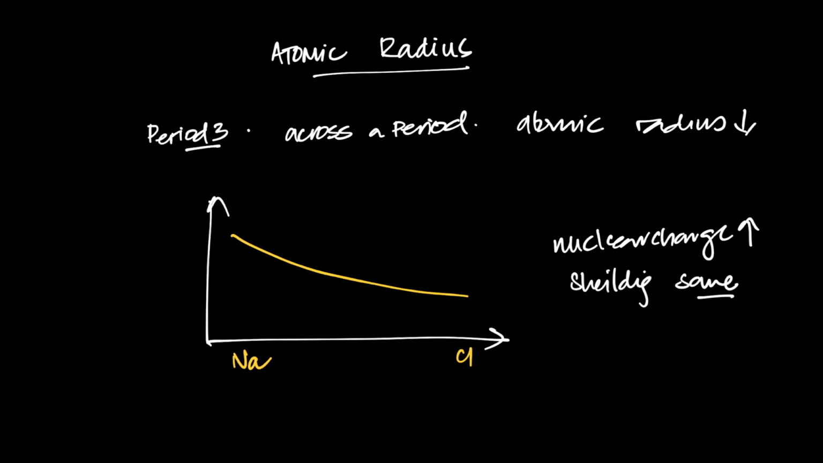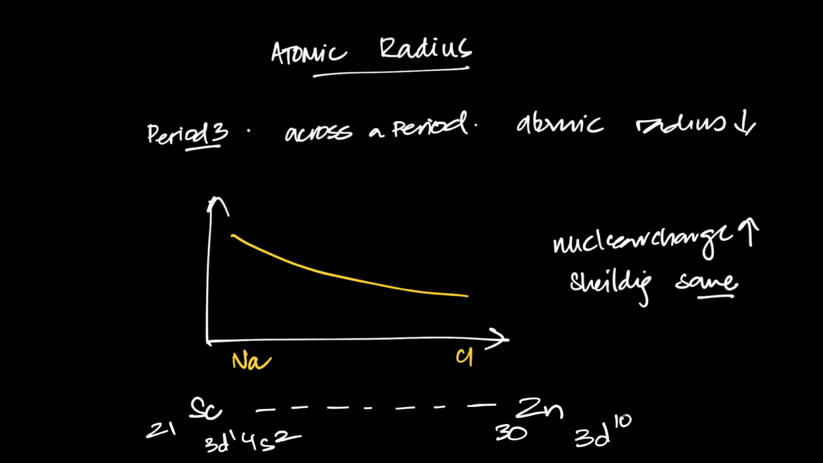Now, the shielding effect remains the same, and with only the nuclear charge increasing, the outermost electrons are attracted more and the atom gets smaller. But the problem with transition elements is that when you go from scandium all the way to, for example, zinc, when the atomic number goes from 21 to 30, the electrons in the outermost shell are not the ones increasing. Because scandium is 3d1 4s2 and zinc is 3d10 4s2.